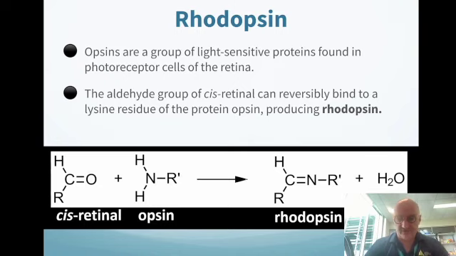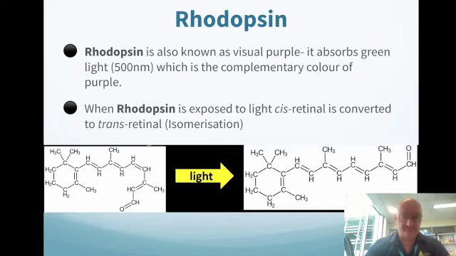What have we done? We've got a C double bond N. We have made a secondary amine, which is the sort of thing that they like to ask. How does this reaction happen? It's photolytic, so light induces the reaction. No surprises there, it's how you see. Without rhodopsin, you would not be able to see.